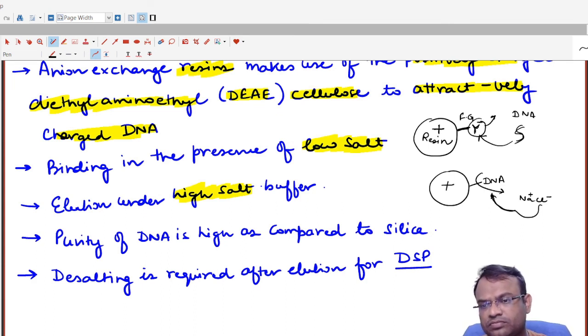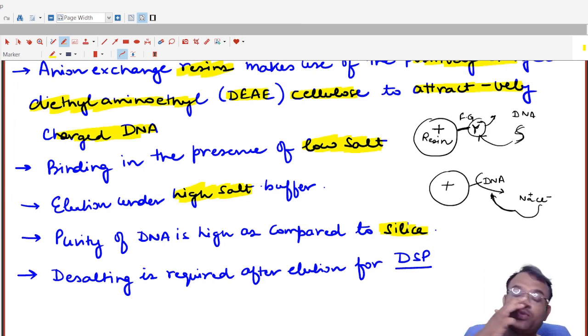Next, purity of the DNA is high as compared to silica. Important point. In case of the silicates, the purity is not that much, but because of this anionic exchange or anionic extraction, the purity is high.